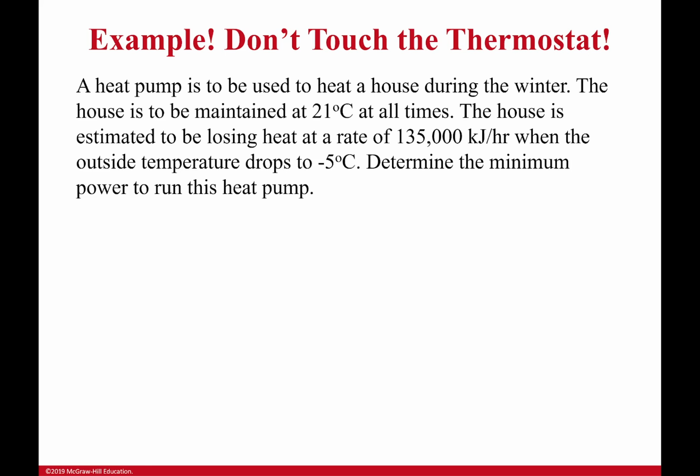Okay, now let's try out an example here. Don't touch the thermostat. So what do we have? Well, we've got a heat pump. It's used to heat a house during the winter. The house is to be maintained at 21 degrees Celsius at all times. The house is estimated to be losing heat at a rate of 135,000 kilojoules per hour.